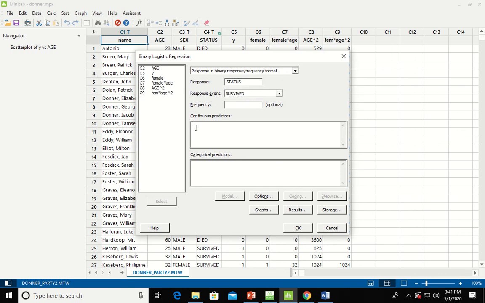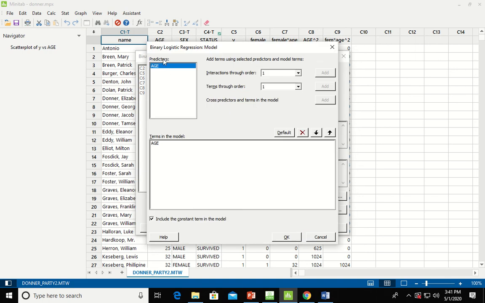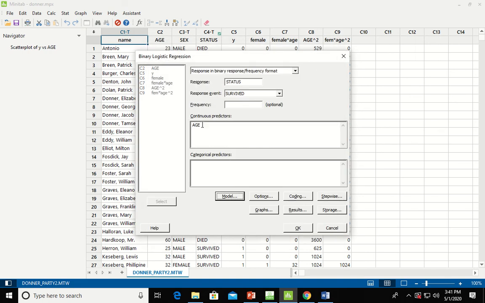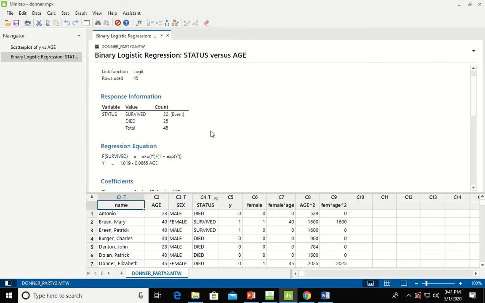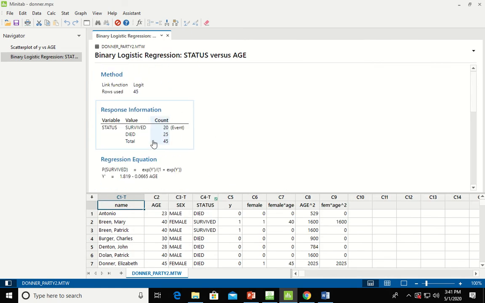And the continuous predictor, let's go ahead and do age for the predictor. So we're trying to predict whether our age predicts whether we survived or not. We got the middle term, so we're okay. We don't have to have interaction terms. We hit OK.